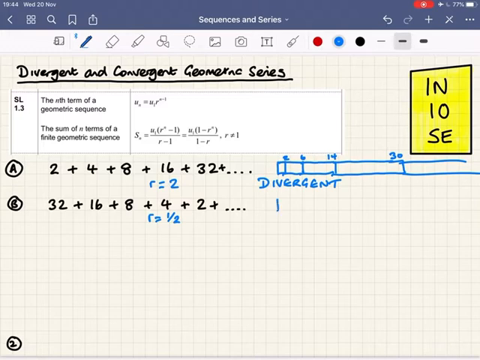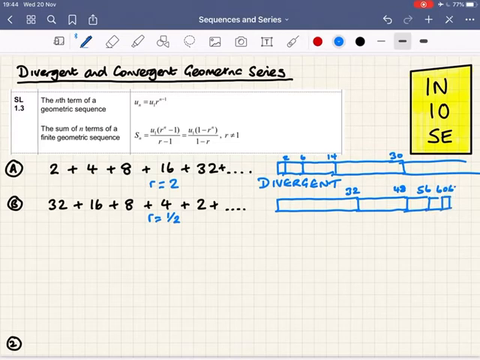So in this one, when I have my first term, the sum there is 32, and when I add the next term, it goes to 48. So it doesn't appear as big an increase, and then it goes to 56, which is even closer, and then it only goes up to 60, and then only up to 62, and then up to 63, and this distance between the totals is getting smaller and smaller and smaller every time.